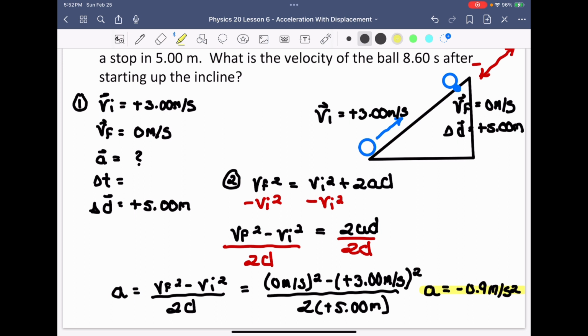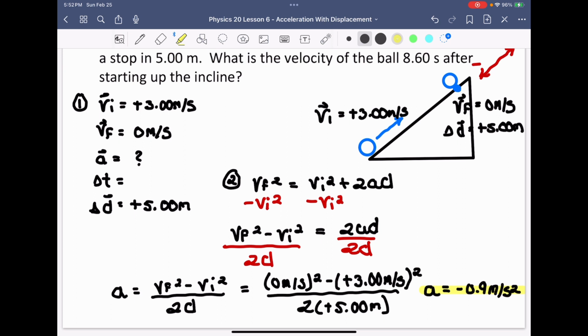We'll specify that more when we get to things like forces, or even unit C, when we start really breaking down what type of vectors are actually acting on this thing. But for now, we're just going to say that the acceleration is constantly acting against this ball in the downwards direction. So it's negative 0.9 meters per second squared.